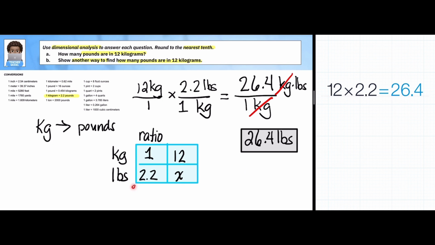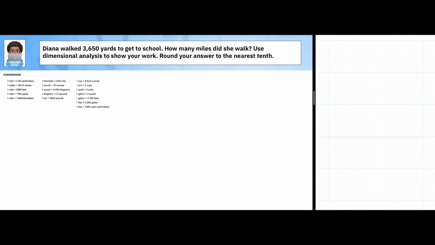We would then just cross multiply, get our cross products. So we knew that 1x is equal to 12 times 2.2. In this case, it's just x is equal to, and we already know this answer is going to be 26.4. And because our x is here in the pounds part, we would just put pounds. So both of these methods work for figuring out how to convert units. So hit pause and jot this down. We're going to do another set together. Let's look at one more.